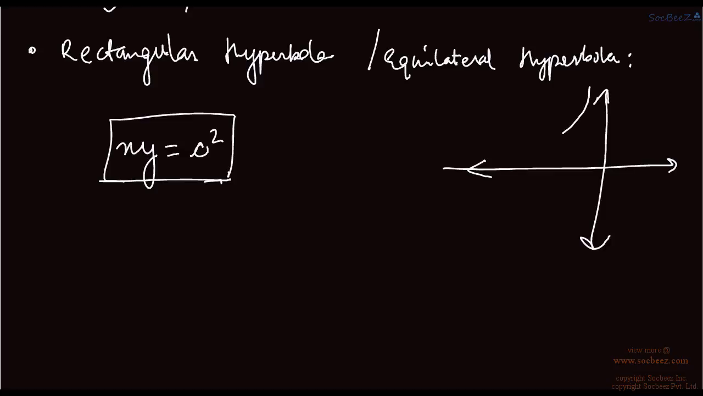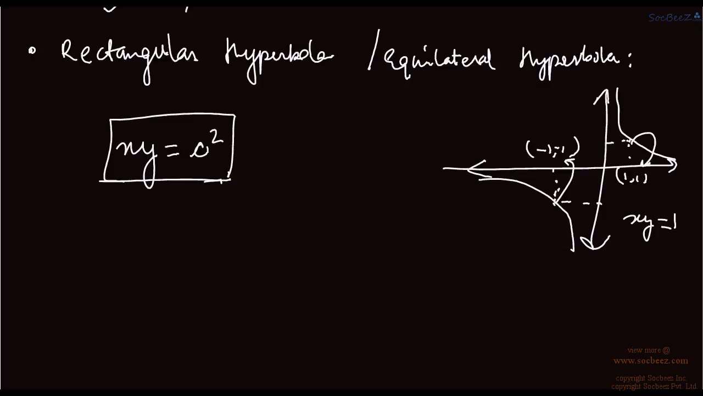So this is the graph for xy is equals to 1. At this point, this is 1 comma 1. This point is minus 1 comma minus 1. So it lies on this hyperbola. This is called the rectangular hyperbola. For any c square, the eccentricity is root 2 always.